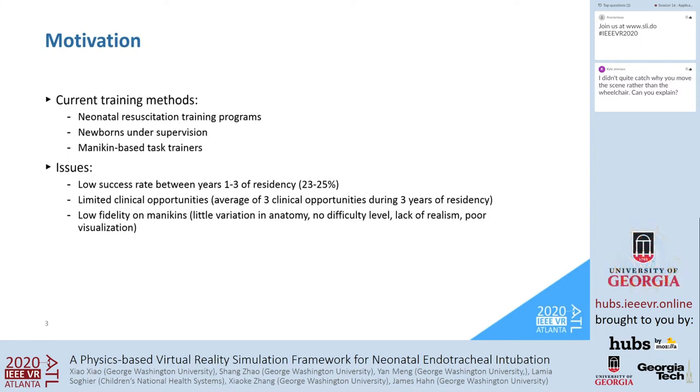Typical training methods for this procedure include participating in neonatal resuscitation training programs, intubating newborns under supervision, and practicing on mannequin-based task trainers. However, the intubation success rates for pediatric residents exposed to those techniques are low and show little change between first and third year of residency. Also, each resident experiences an average of only 3 clinical opportunities during 3 years of residency. Using low-fidelity mannequins allow learners to achieve some level of competence prior to clinical exposure. However, they suffer from issues such as providing little variation in anatomy and difficulty level, lacking physical realism, and having poor visualization of the events occurring within the mannequin.